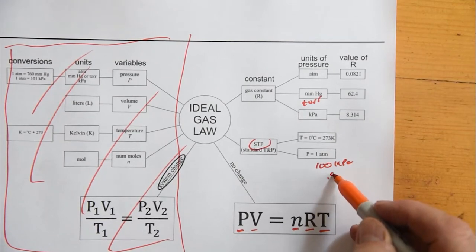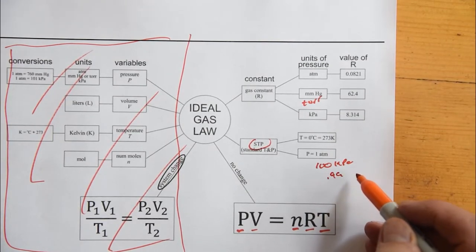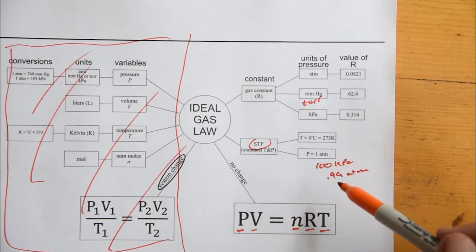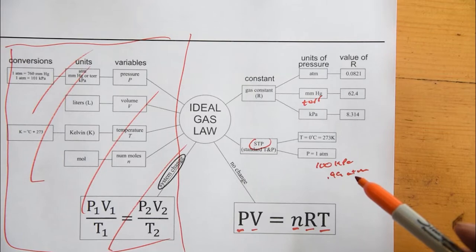This is what, 0.99 something atmospheres. I don't know. But for our purposes, we can keep using 1 atmosphere. But if you see it in college, it might confuse you. Okay.